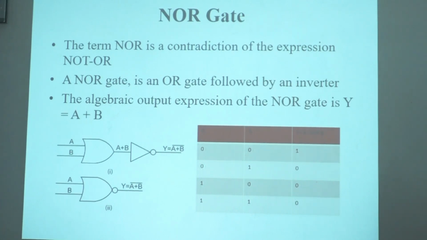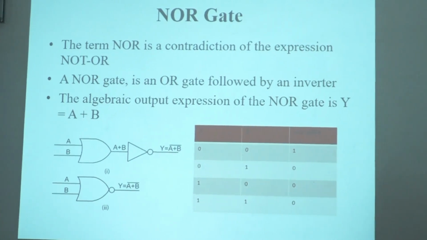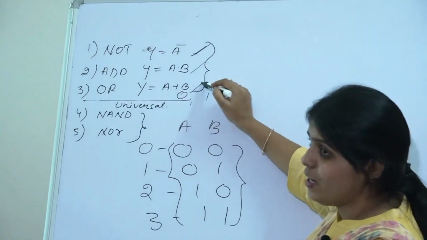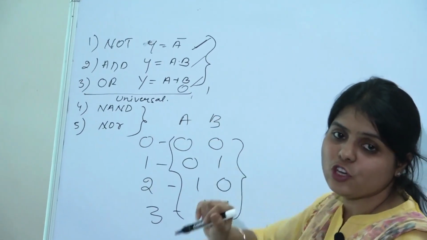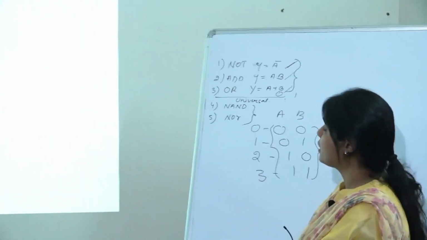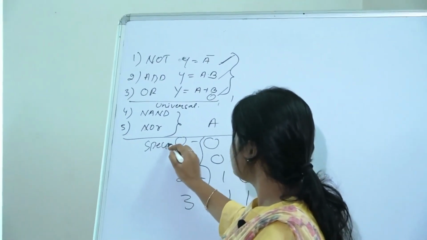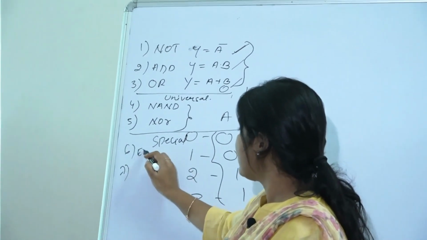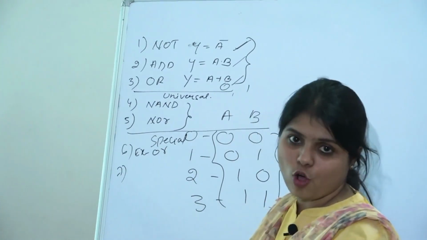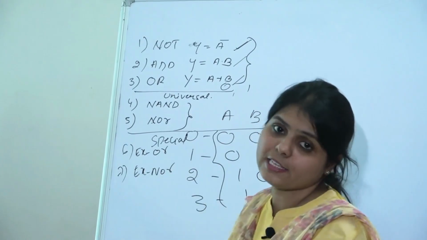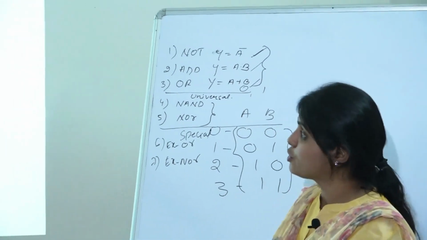So far we have discussed the basic gates NOT, AND and OR, and also the two universal gates, NAND and NOR. Now the last category of gates, which are called special gates. The third category is called special gates, and we have two of them. One is exclusive OR, XOR, and the second one is exclusive NOR, or XNOR. Now let's look into what these are.